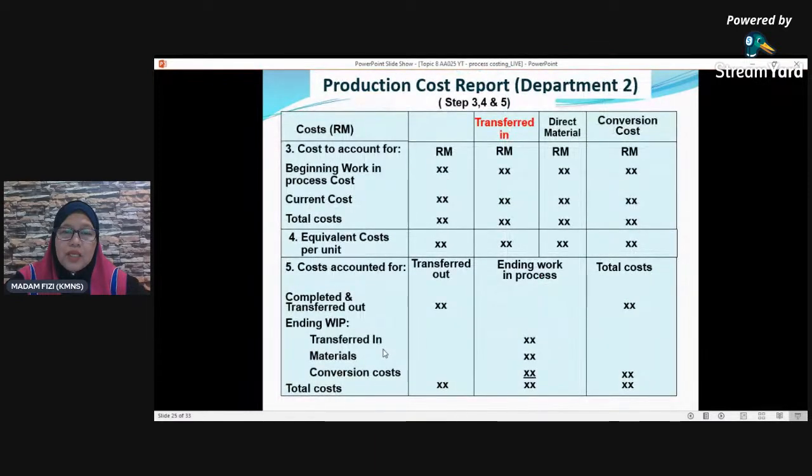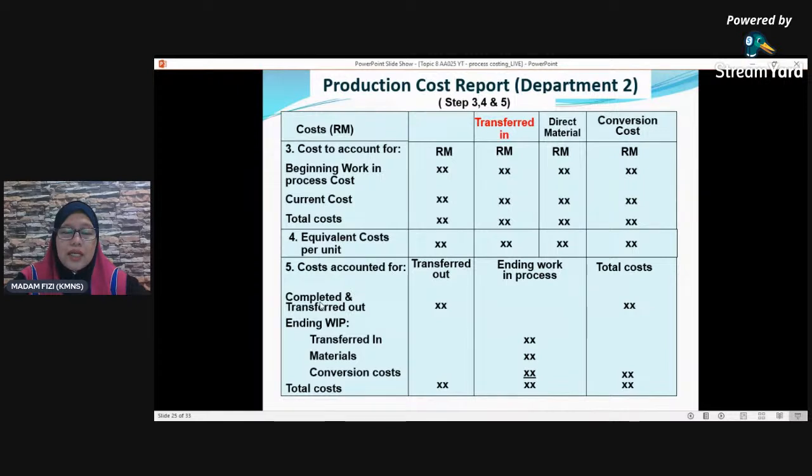And for step 3, 4 and 5 in department 2. In step 3 we add one more box, that is the transferred in box. You have to add one more box, which department 1 does not have. Step 4 is the same, we calculate the equivalent cost per unit, and step 5 is the cost accounted for.